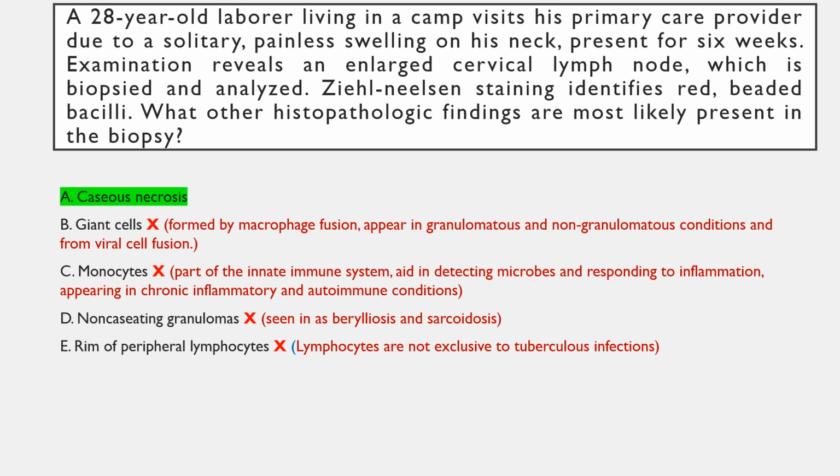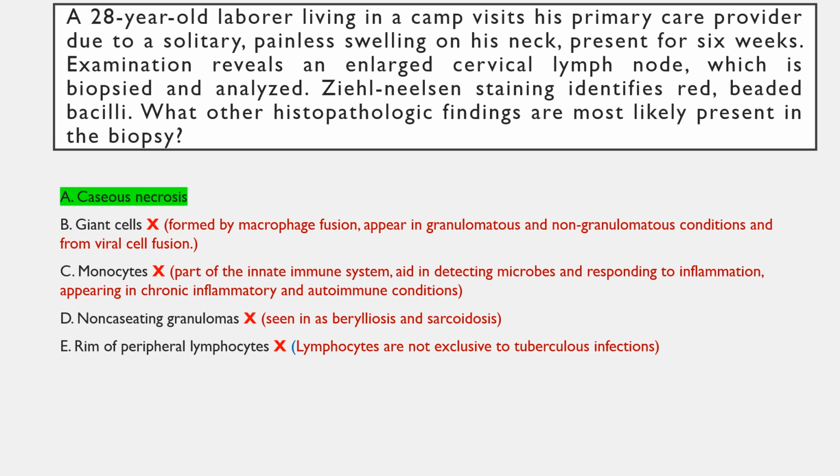Option C is incorrect as monocytes are cells of the innate immune system that are not limited in function to granulomas. Option D is incorrect as non-caseating granulomas are usually seen in conditions such as berylliosis and sarcoidosis.